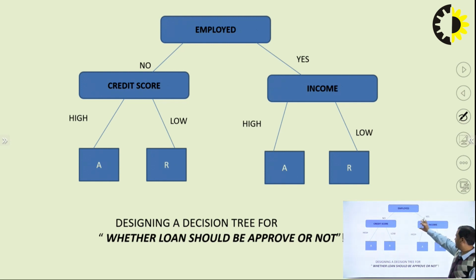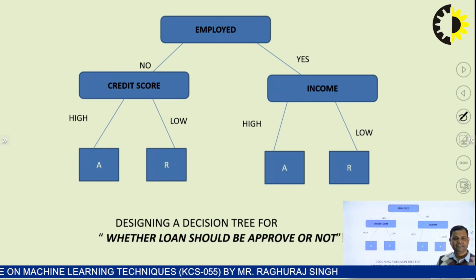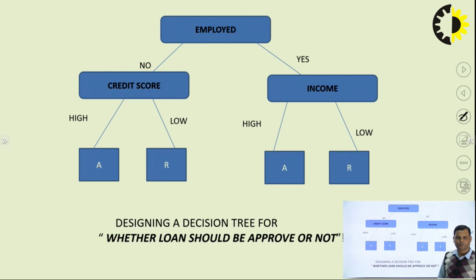So this is the particular case where the concept of the decision tree is applied. This is the approach where we can decide whether a loan should be approved or not. This scenario has been described with the help of this decision tree. This is the way the decision tree takes the decision at certain nodes.